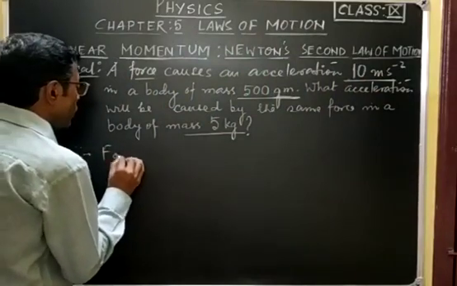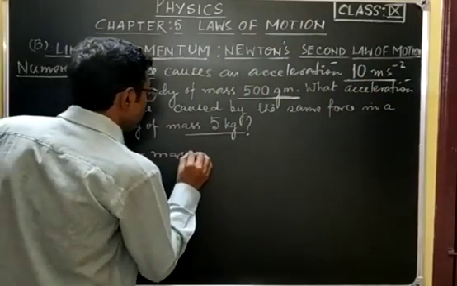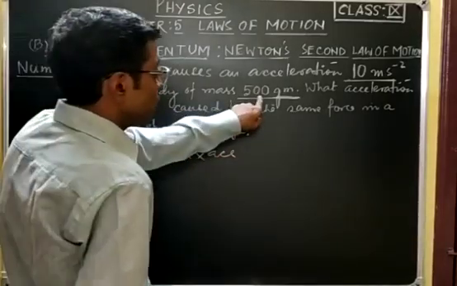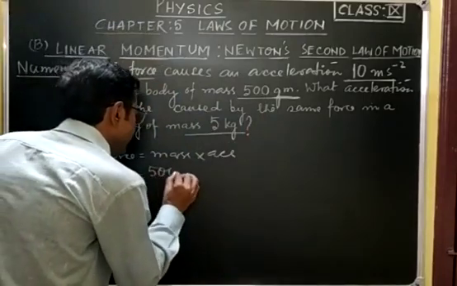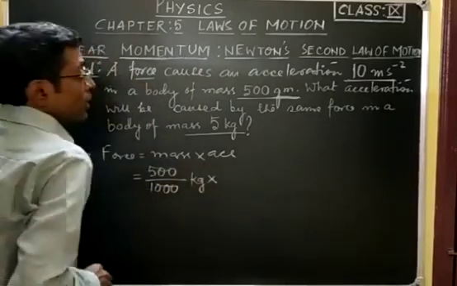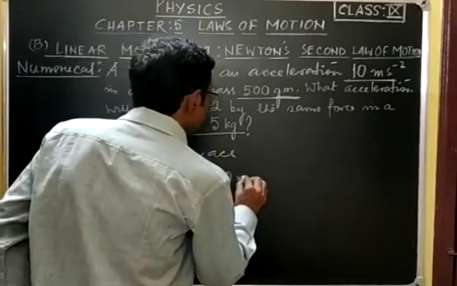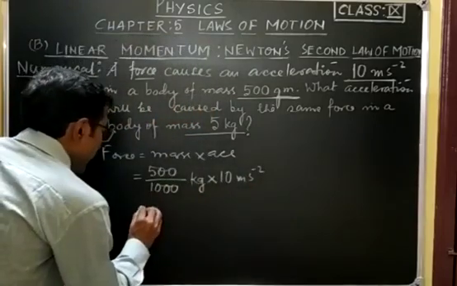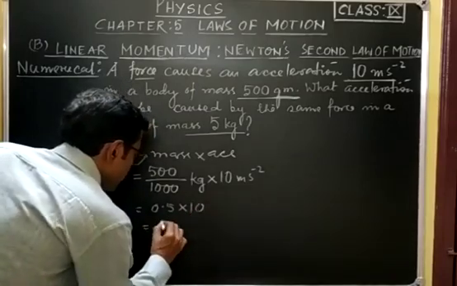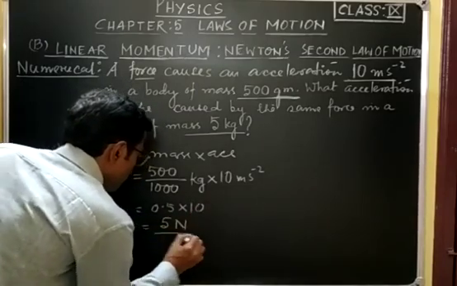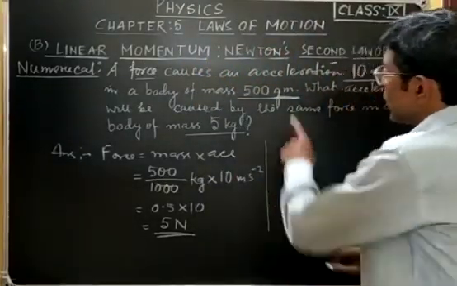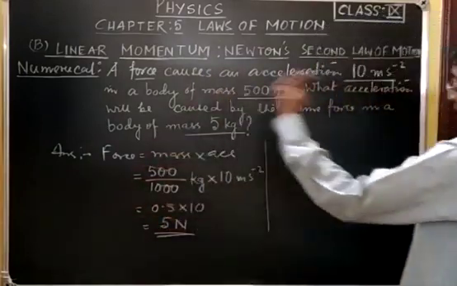Here, force, we all know, force equals mass into acceleration. In place of mass, what should I put? 500, so I am converting 500 grams into kg. That gives me 0.5 kg into acceleration 10 meters per second squared. So that gives me 0.5 into 10, which is 5 Newton force. So the force which acts on this body of 500 grams is 5 Newton.